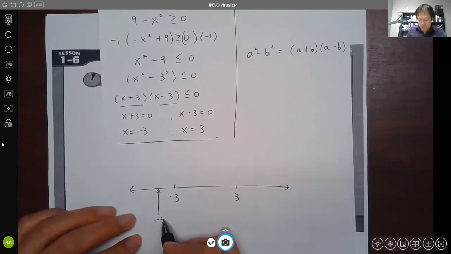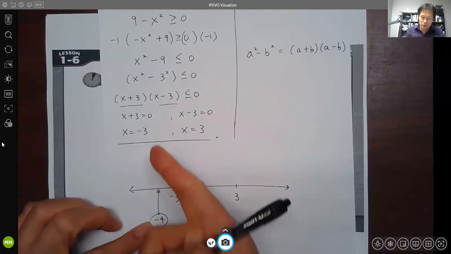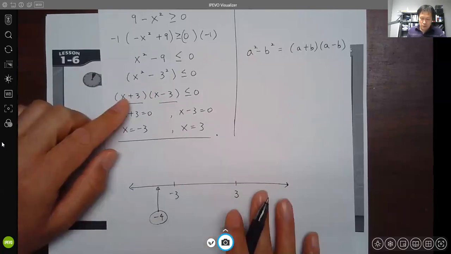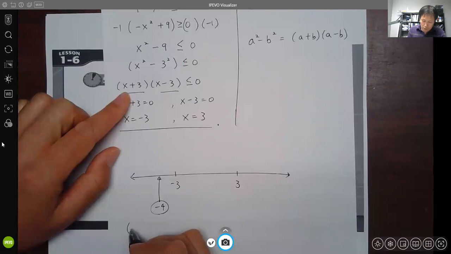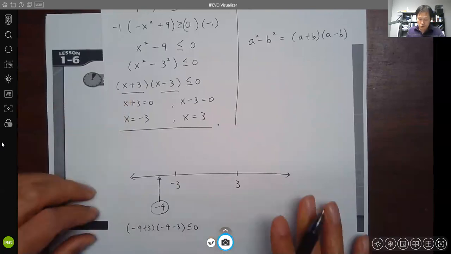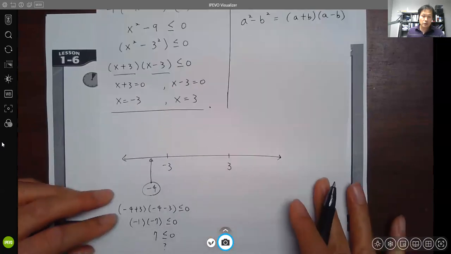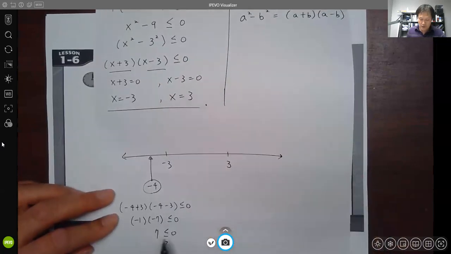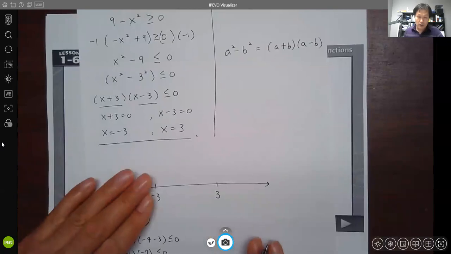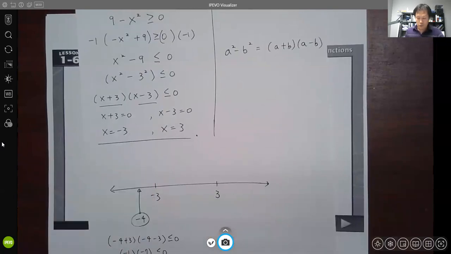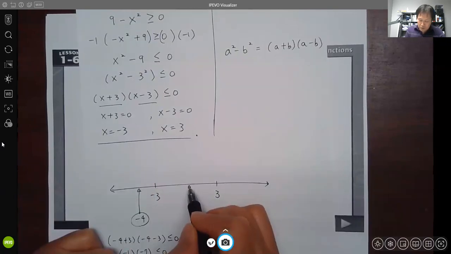You can pick -4 here. Plug it in: -4 plus 3 times -4 minus 3. You're checking, is that less than or equal to 0? That's -1 times -7, which is a positive 7. Is 7 less than or equal to 0? No, 7 is not less than or equal to 0. So that is not the interval we want.